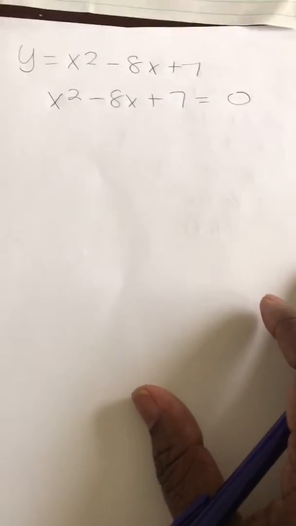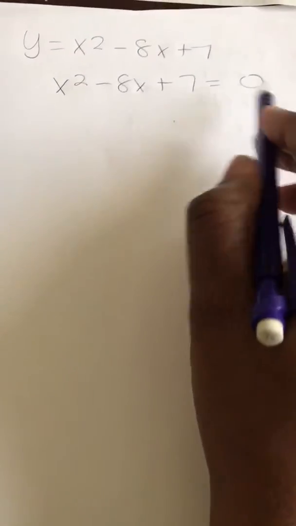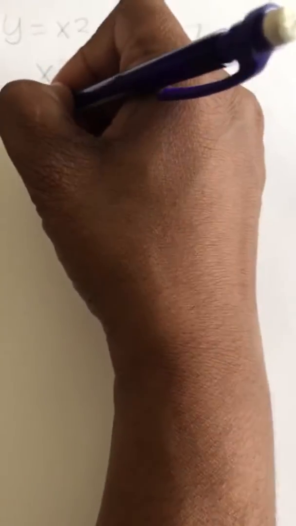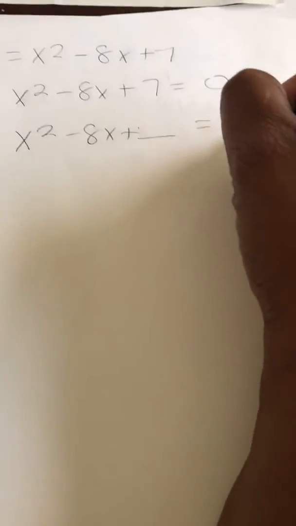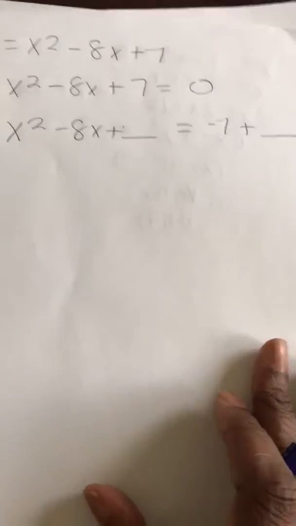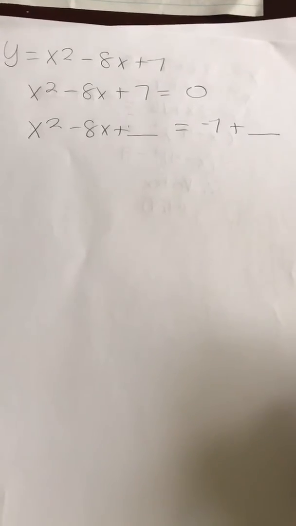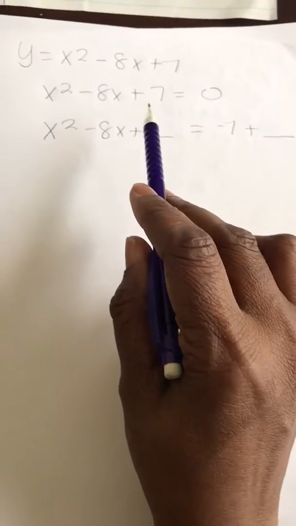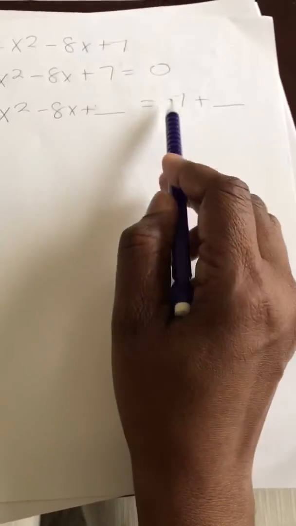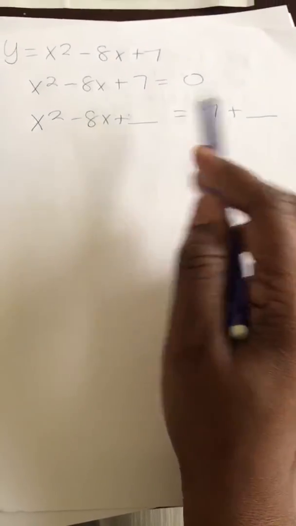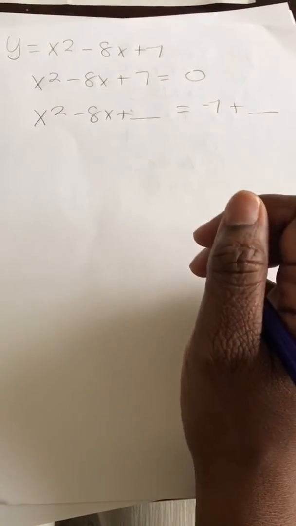Now, the first thing we're going to do, since we already have it set equal to 0, is change the constant to the other side of the equation by subtracting 7 from both sides. In doing so, we have x squared minus 8x plus blank equals negative 7 plus blank. Remember, we've always set it up this way. Whatever we do to one side of the equation, we do to the other. And whenever we move a term, we also change the sign. Since 7 was positive over here, we moved it to the other side and made it negative. In other words, mathematically, we subtract 7 from both sides.